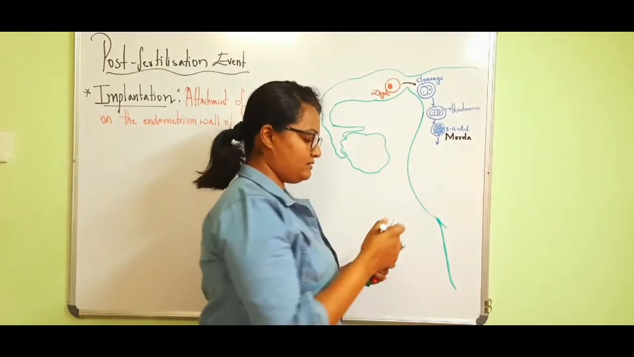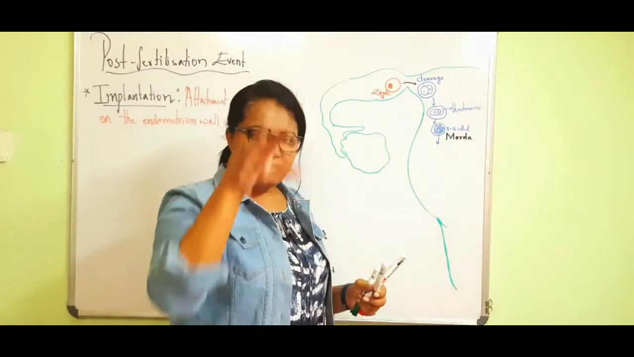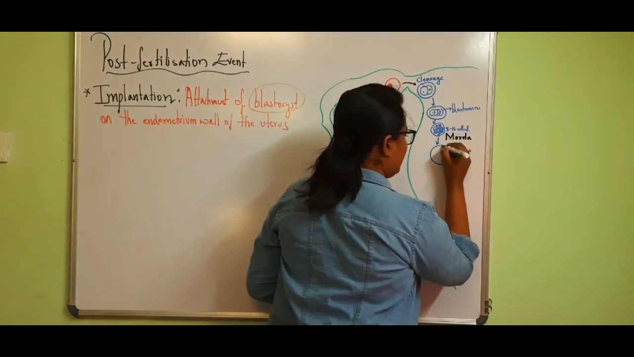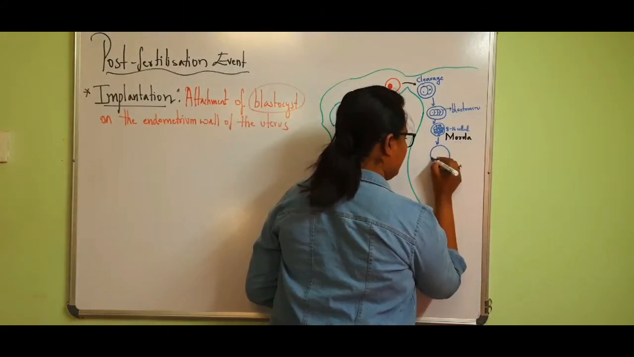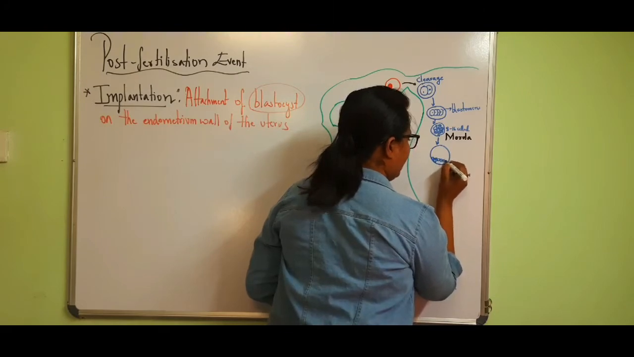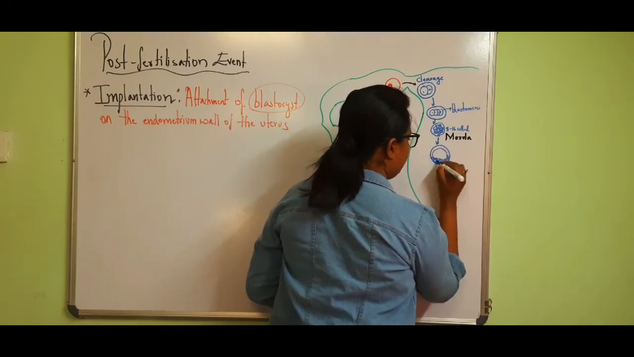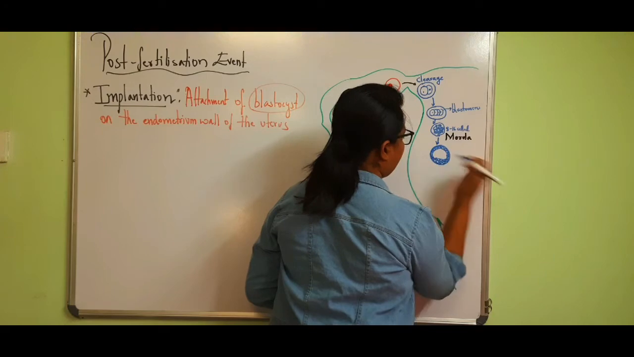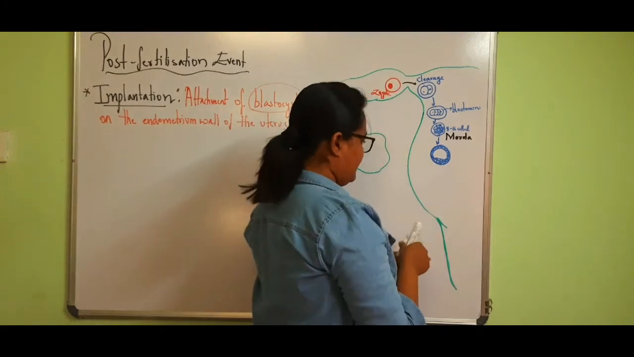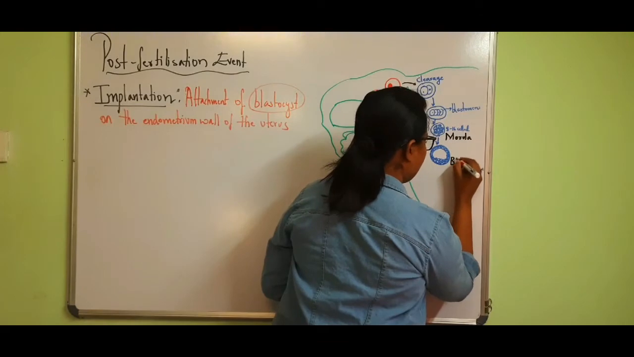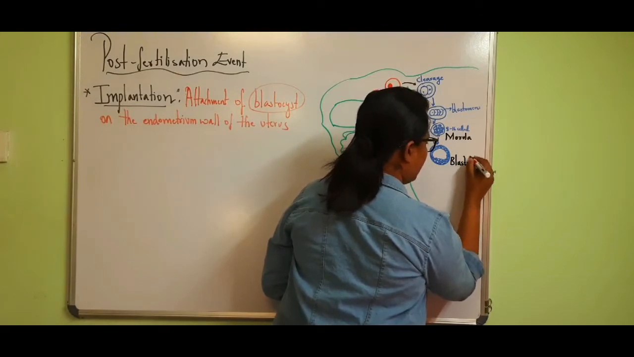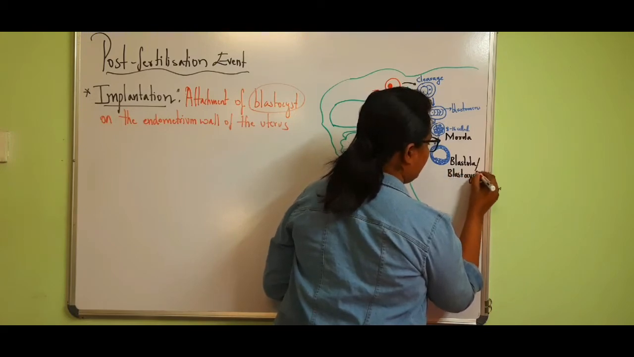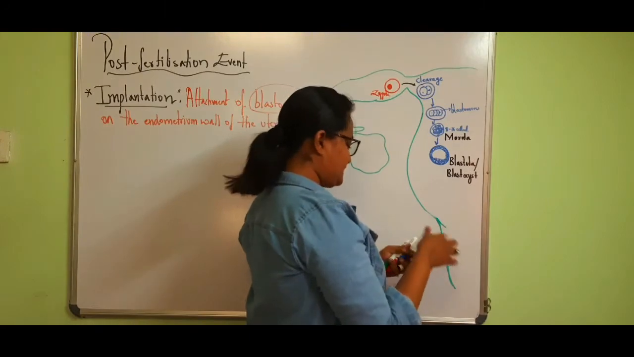Once a morula is formed, again the blastomeres, that is 8 to 16 or 32 blastomeres present within, are rearranged, and they form the first embryonic structure. This we call blastula or blastocyst.